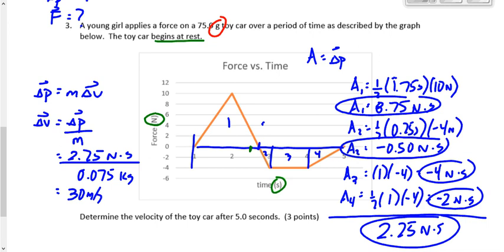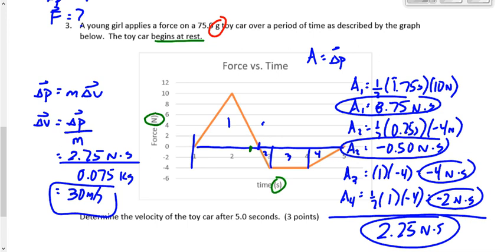Now, that's my change in velocity, but if my initial is 0, and I'm looking for final, then my final is just the same as my change, right? If my initial is 0 and I change by 30, then my final velocity would be 30 meters per second. So that's my answer for the 3 points. Good? Yep. That little girl is pushing the little toy car insanely fast. Yeah, she is. She's going pretty fast, yeah.